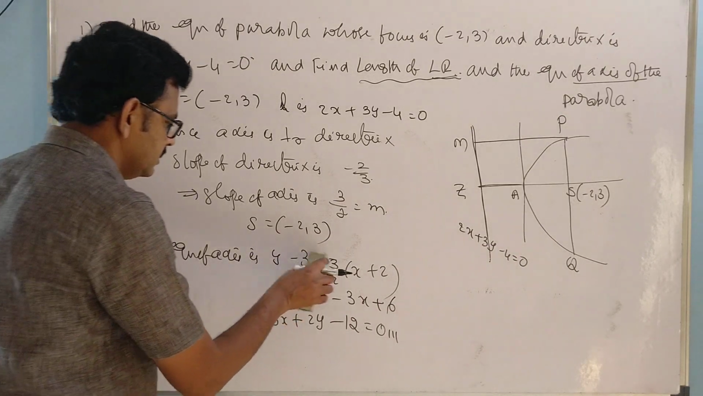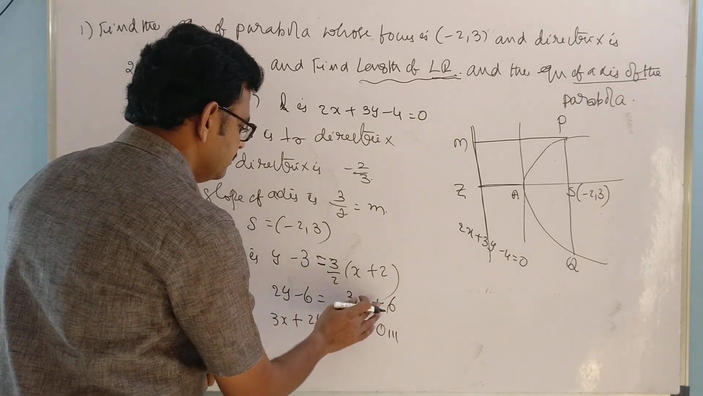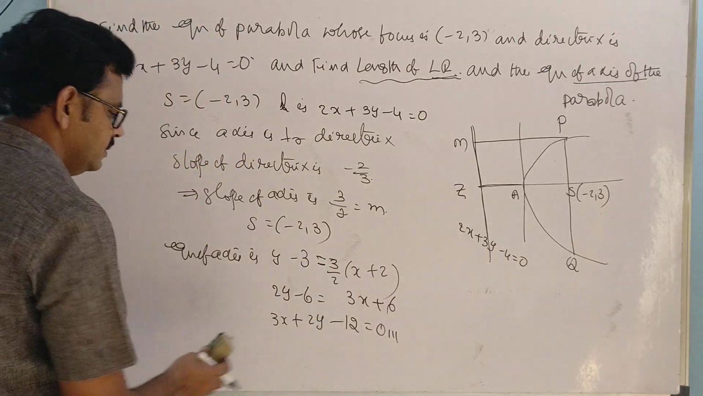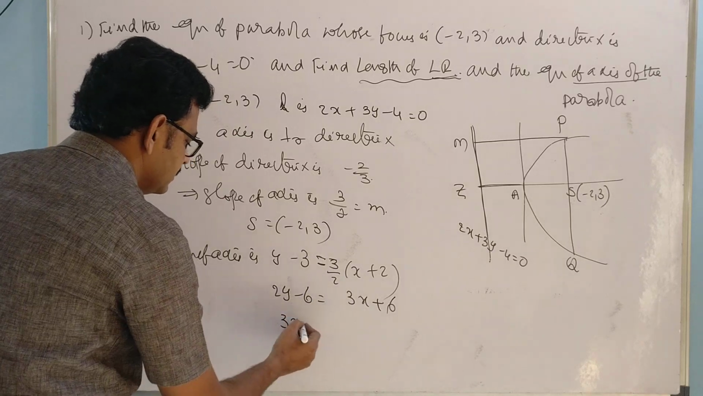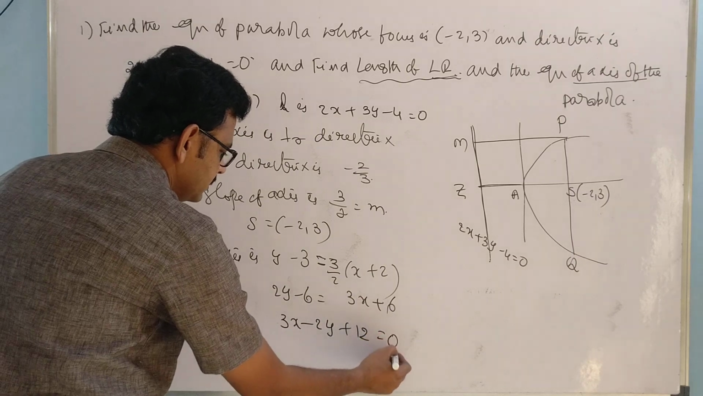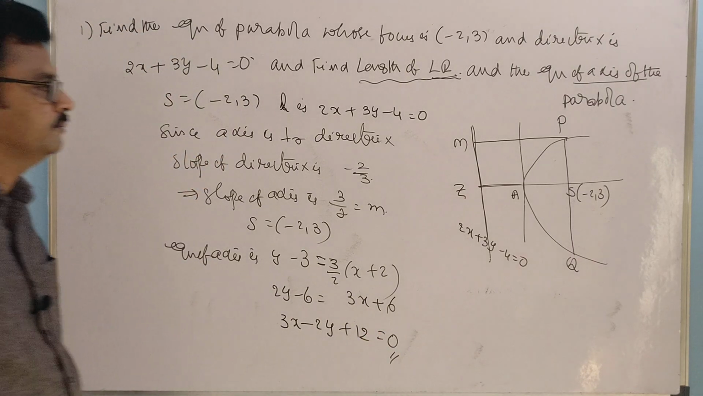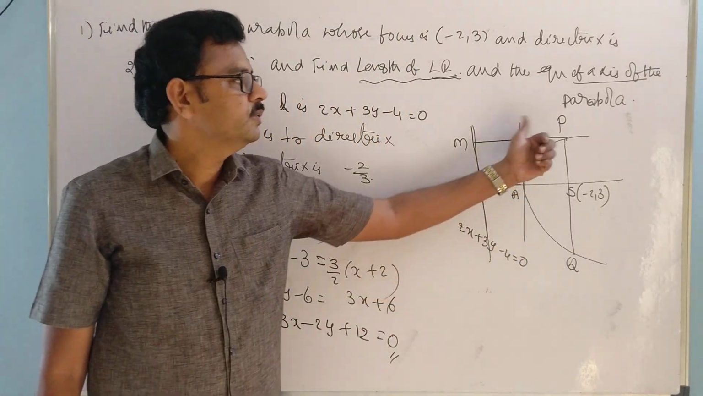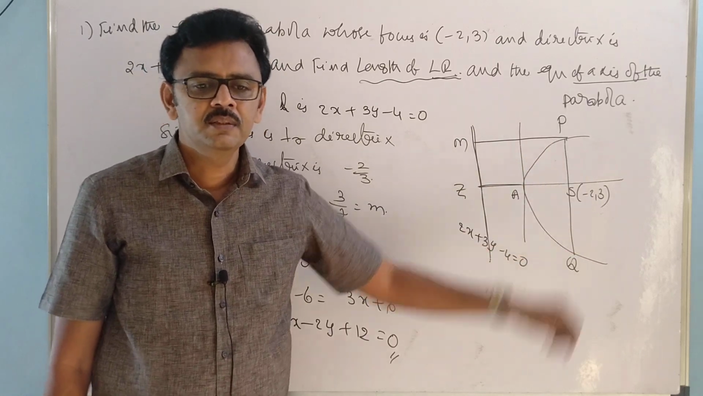Sorry, this is plus only. So 3x - 2y + 12 = 0. That is the equation of the axis of the parabola. Okay, now once you go through all the points, that means the different forms of parabola, that is very, very important. Thank you.